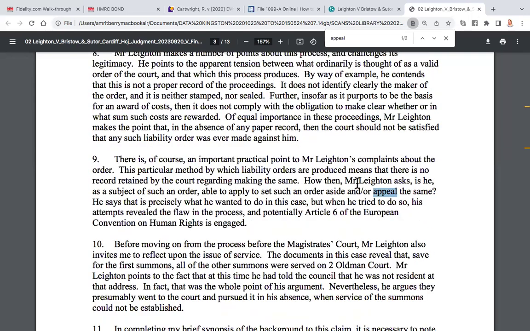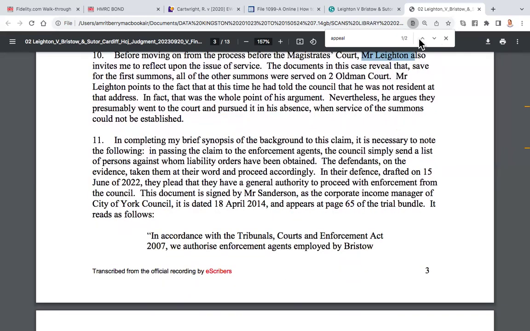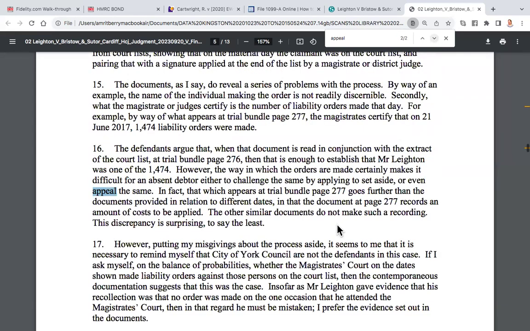So Mr. Leighton asks, how is he, as a subject of such an order, able to apply to set aside or appeal the order, right? So this is the sticky point, that the judge did not really use that precedent for all the other liability orders, 1,400. So he said that the process was flawed. So let's go to the next one for appeal.